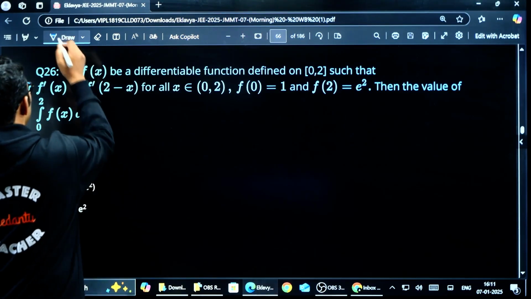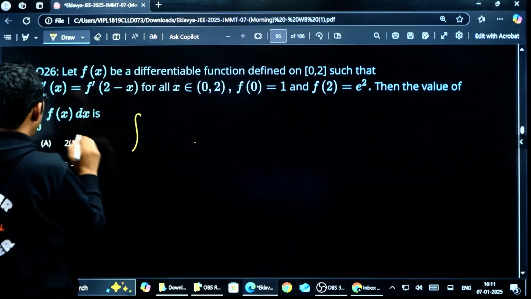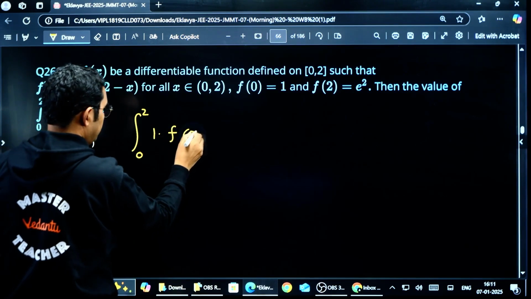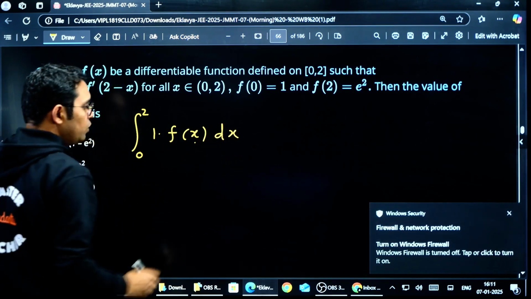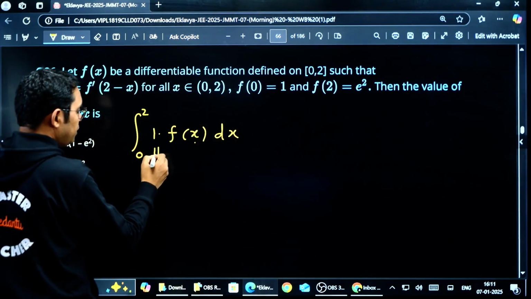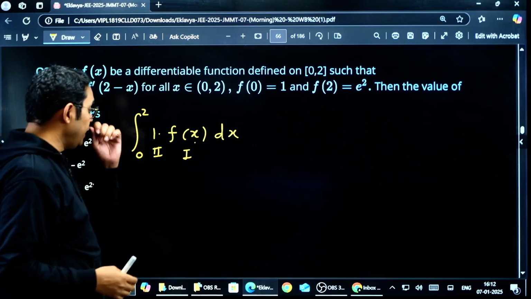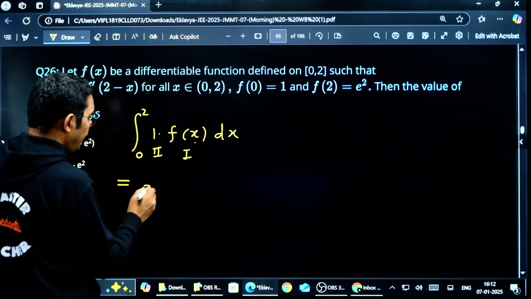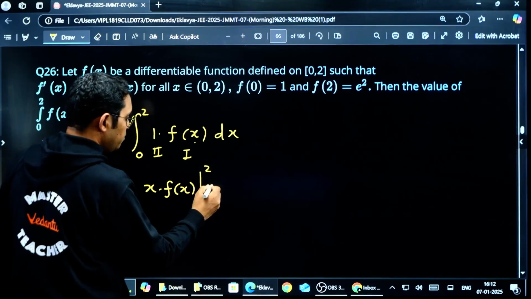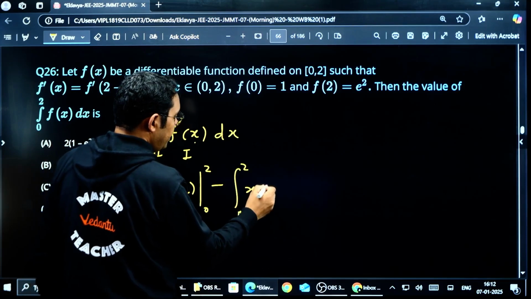Now to do this question, what we can do? We will write this as integral from 0 to 2 of 1 into f(x) dx, and then we'll do integration by parts. One I will take as the second function, and this I will take as the first function. Why am I taking it like this? Because we are given some relation for f dash. So this will become x into f(x), limit from 0 to 2, minus integration from 0 to 2 of x into f dash x.